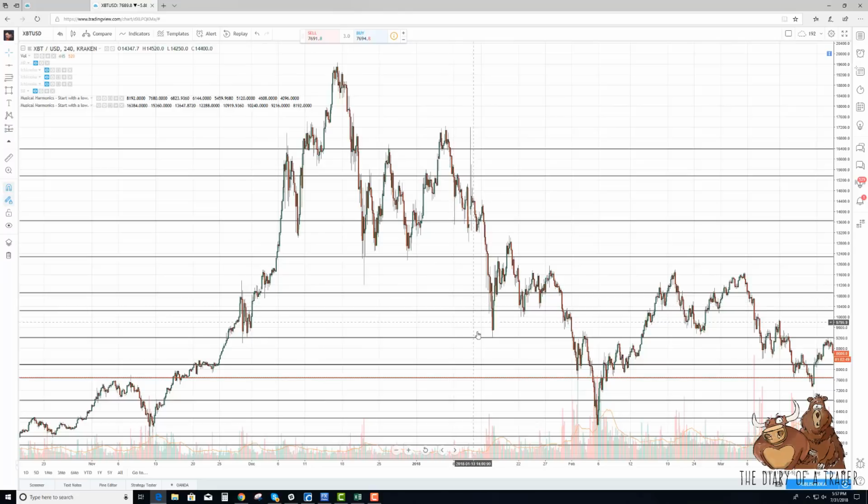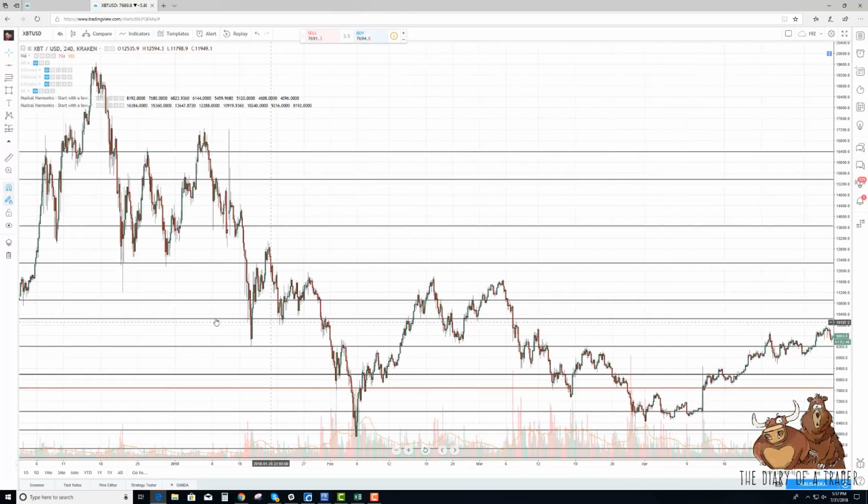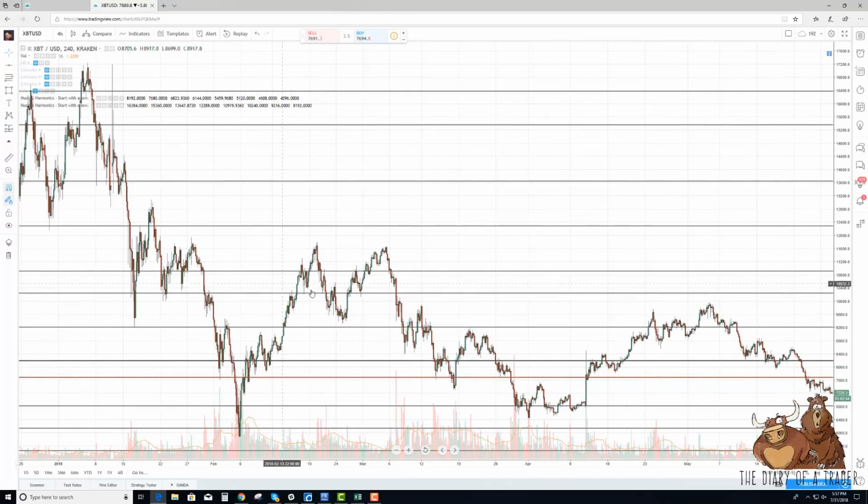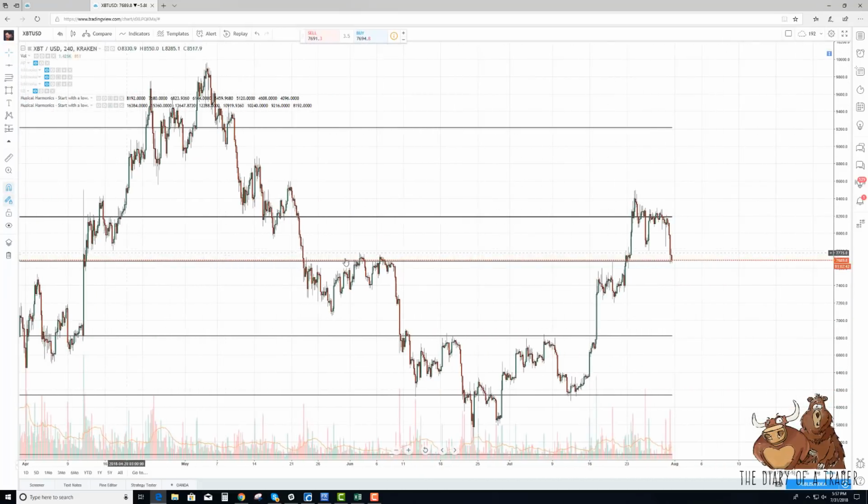Again, notice how strongly those harmonic levels act as natural areas of support and resistance. Look at most recently this video. I redid this video for the most contemporary price that we were trading, and this is where we're at. We can see that these price swings were very easy to identify. It was very easy to know where to trade.